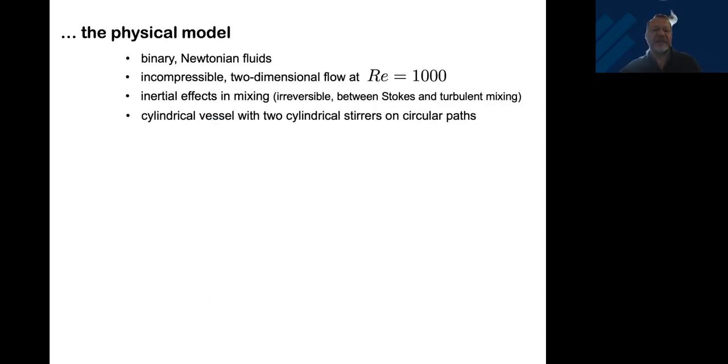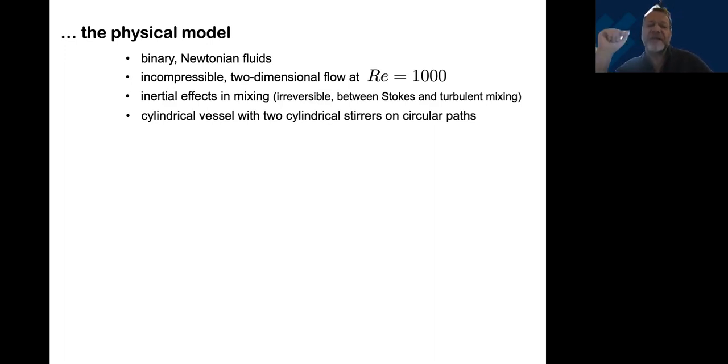All right, the physical model, very simple. We have a binary fluid, so only two components, and we're going to assume it's Newtonian. We're thinking about going non-Newtonian at some point, because that entire list I gave you in the beginning about consumer products and food products, they certainly are non-Newtonian. But we're going to stick with Newtonian just for simplicity. We also have an incompressible flow, and we're going to go with a two-dimensional flow at a Reynolds number of 1000.